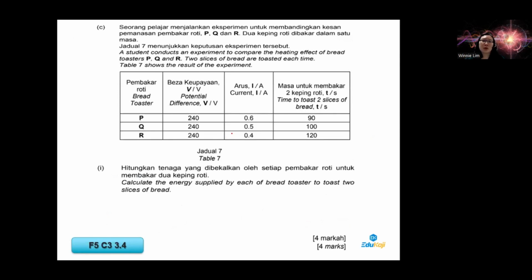A student conducts an experiment to compare the heating effect of bread toasters P, Q and R. Two slices of bread are toasted each time, and Table 7 shows the result of the experiment. First, they want you to calculate the energy supplied by each bread toaster to toast two slices of bread. What quantities do they give you? You have voltage, the potential difference, the same thing. You have current, you have time.